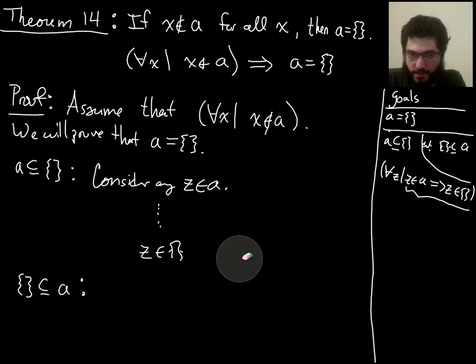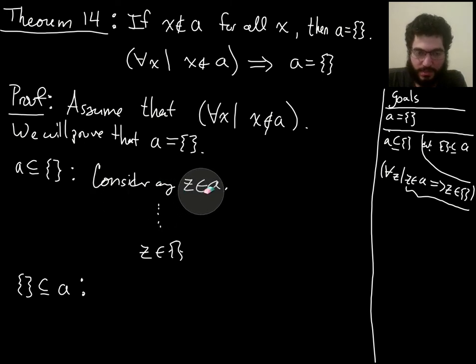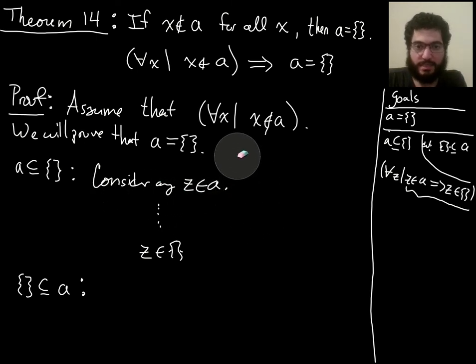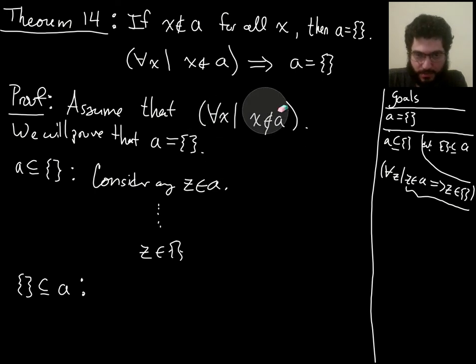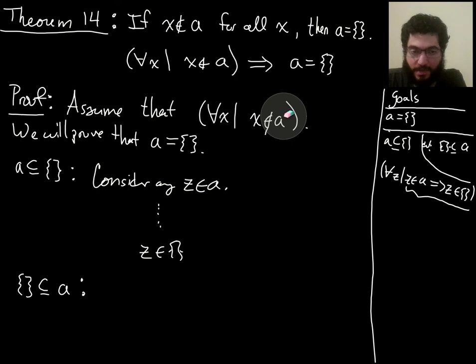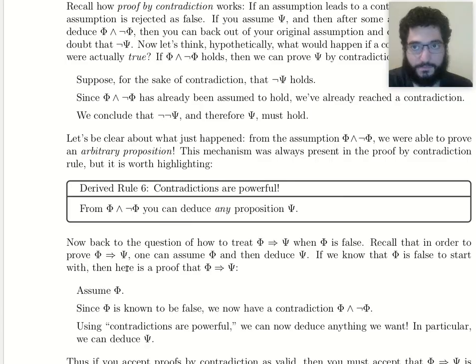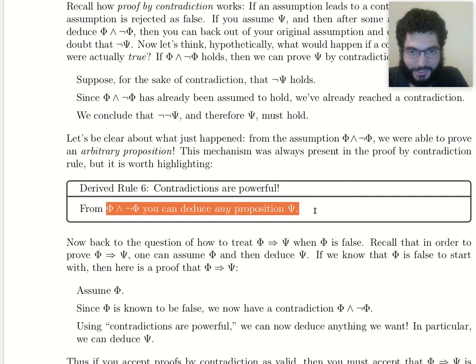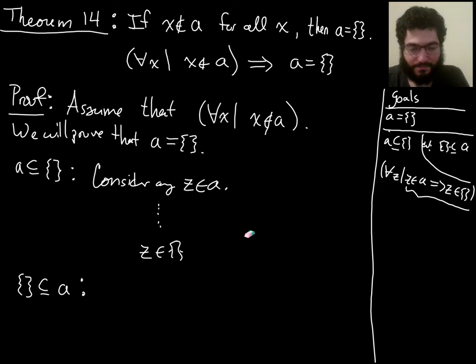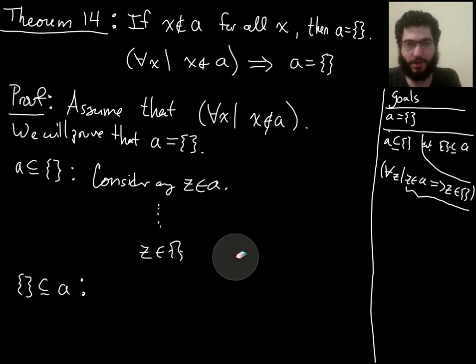If we continue with the approach we're currently going with, then we're going to end up saying, okay, consider any Z in A. Well, since nothing is in A, according to our assumption here, in particular, Z is not in A. Therefore, we reached a contradiction. Since we reached a contradiction, we can now conclude anything we want, because of this derived rule that says from a contradiction, you can conclude anything that you want. And we choose to conclude Z is in the empty set. So that would be one way to go, but that's really very awkward.